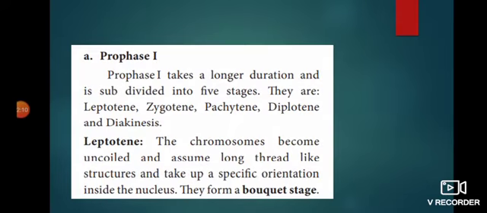Let us see the prophase 1 of meiosis 1. Prophase 1 takes a longer duration and is subdivided into 5 stages. They are leptotene, zygotene, pachytene, diplotene and diakinesis. First one, leptotene. Lepto means thread. The chromosomes become uncoiled and assume long thread-like structures and take up a specific orientation inside the nucleus. They form a bouquet stage.